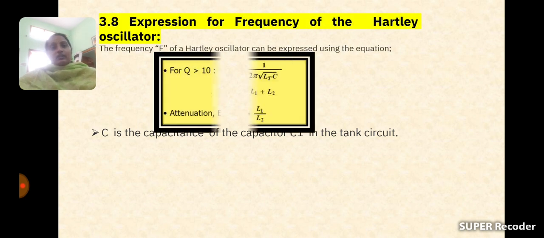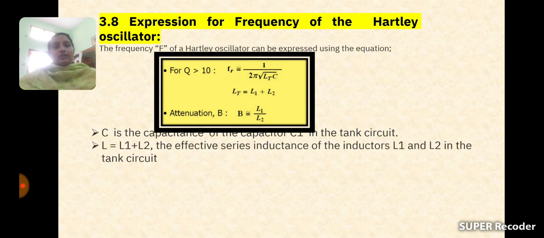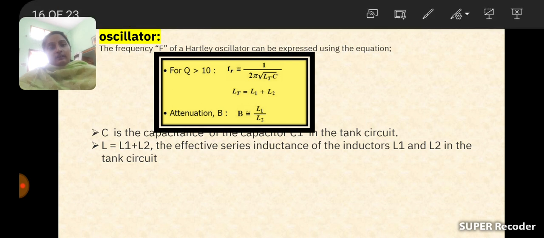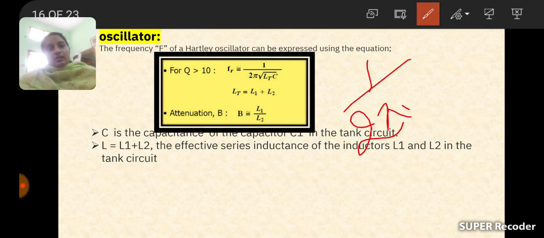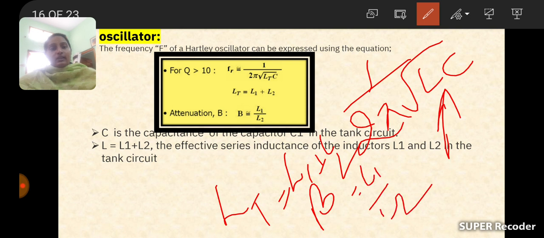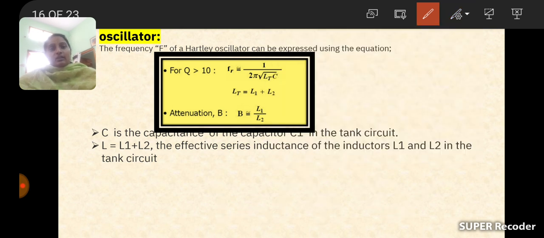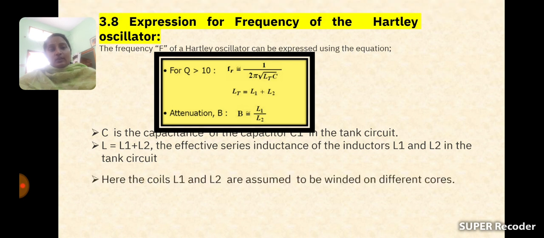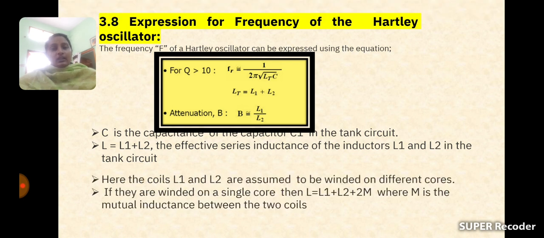And next, see here, this is the expression for the Hartley oscillator. So the frequency of the Hartley oscillator is given by 1/2π√LC only, but here in place of L, LT indicates total inductance. Here we have two inductors, so LT is equal to L1 plus L2, and the feedback factor beta is equal to L1 by L2. And the capacitor value we can write directly, because we only have one capacitor.